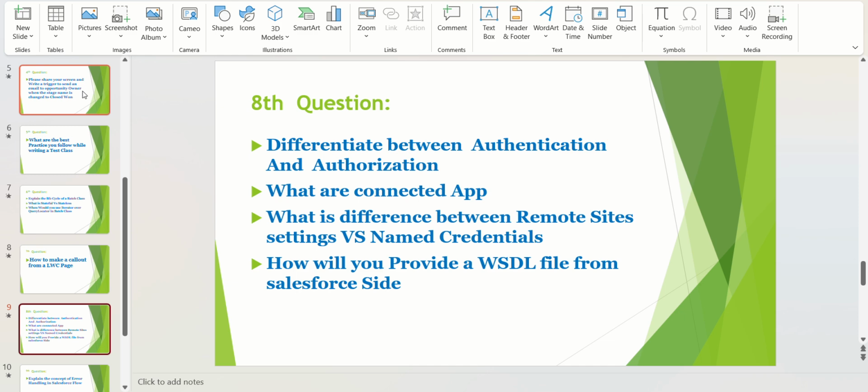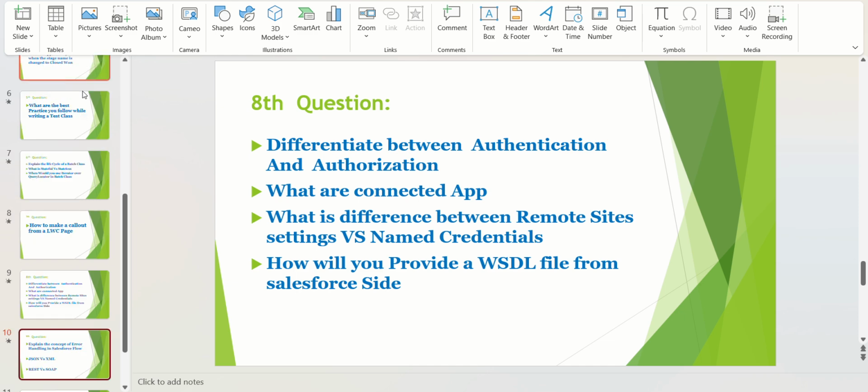Then the questions that followed were from integration, like what is the difference between authentication and authorization, what is a connected app, the difference between remote site settings and named credentials, and how will you provide a WSDL file from Salesforce during the integration.